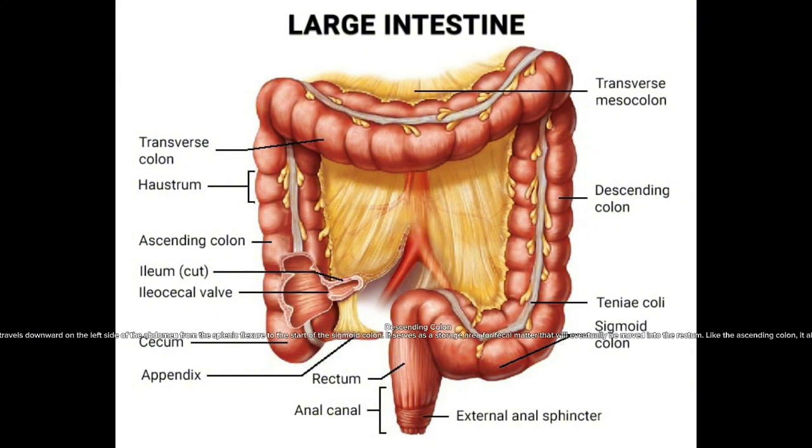Descending colon. The descending colon travels downward on the left side of the abdomen from the splenic flexure to the start of the sigmoid colon. It serves as a storage area for fecal matter that will eventually be moved into the rectum. Like the ascending colon, it absorbs water and electrolytes.